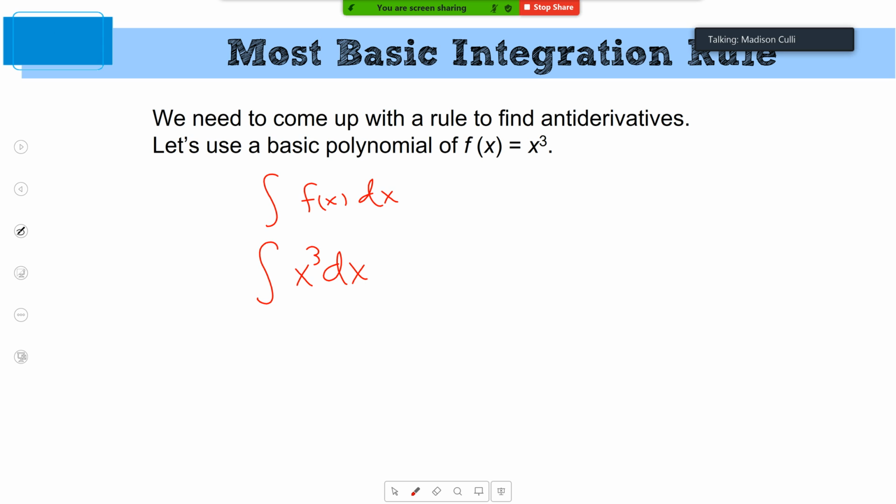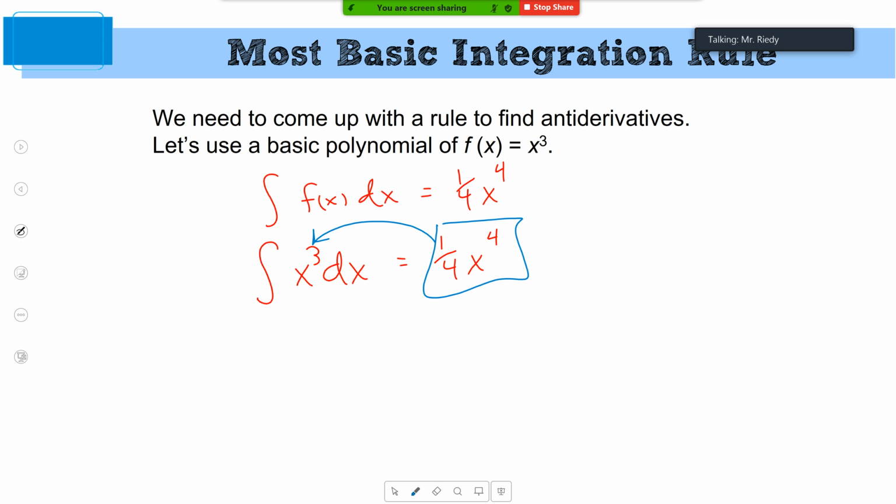1/4 x to the 4th. Perfect. I didn't see who was talking. There's Madison. Nice job, Madison. For those of you that didn't answer, either because you're too bashful to talk or you didn't understand what's going on, do you see why that's the correct answer? If I take the derivative of this, I will end up at x cubed. Bring the 4 down, reduce it by 1. 4 times 1/4 is 1. 4 minus 1 is 3. Good. Any problems there?